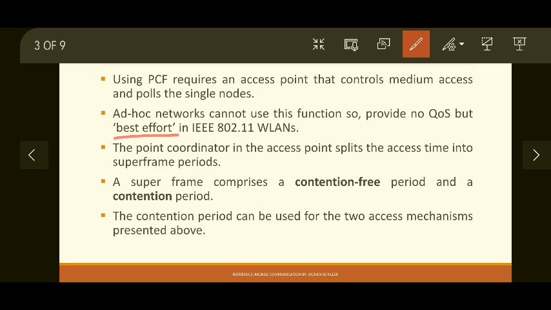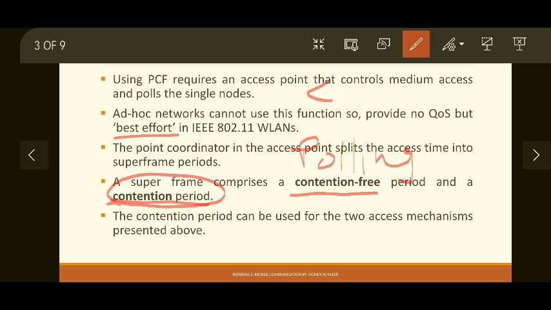Each super frame comprises two periods. One is a contention free period, that is our polling period, and the second is a contention period. If a user fails to respond during the polling period, it can still try to access the medium during the contention period. Okay, so that's why there are two periods.